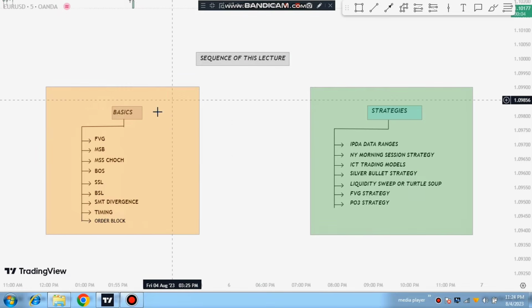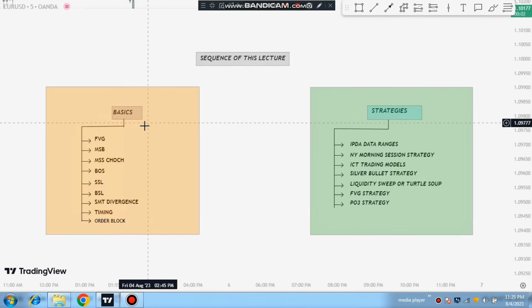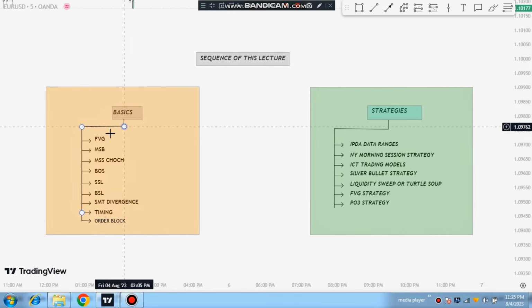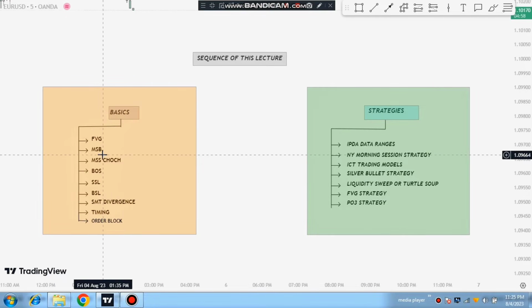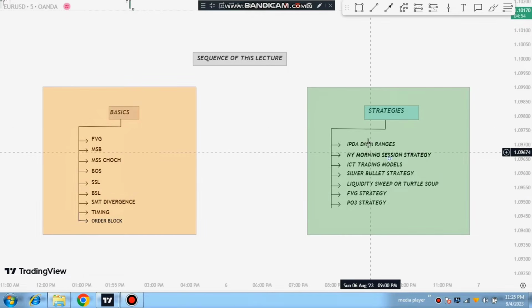Okay, so this will be the sequence of our lecture. First, we will discuss the basics like FVG, MSB. These are the terminologies that we will be using, and then we will discuss the strategies one by one, like IPDA, data ranges, and silver bullet, etc.